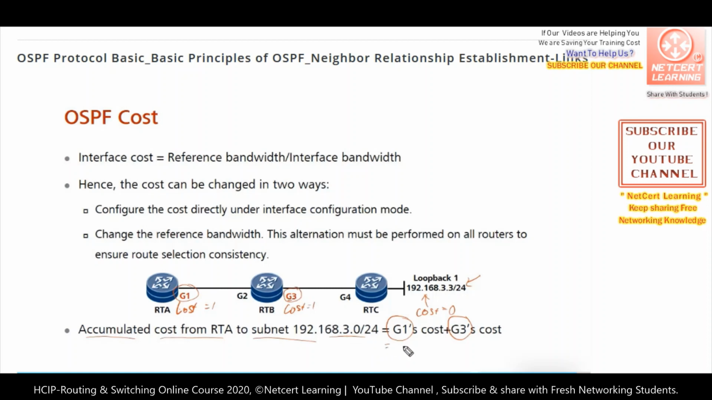So if we never change anything, we leave the default formula, which is the reference bandwidth of 100 megabit and the bandwidth of even a gigabit, the cost is still 1. 1 plus 1 equals 2. So this is how we calculate the cost. Now, as I also mentioned, we can change the cost. If I'm going to change the cost of G3 to 2, then I will have 1 plus 2. So in this case, it will become 3. So we can manipulate the cost as we wish.